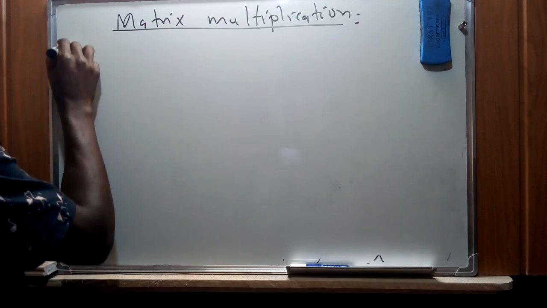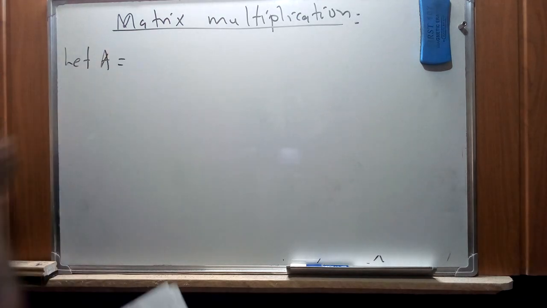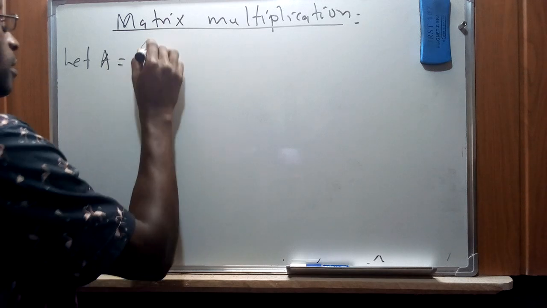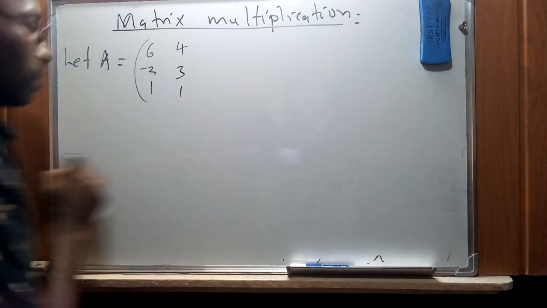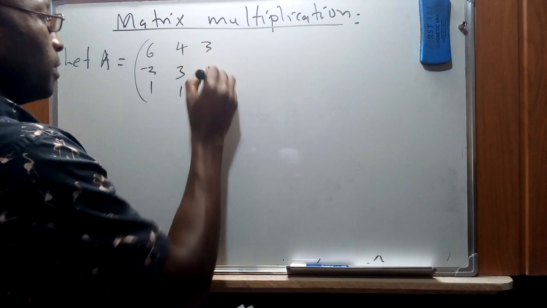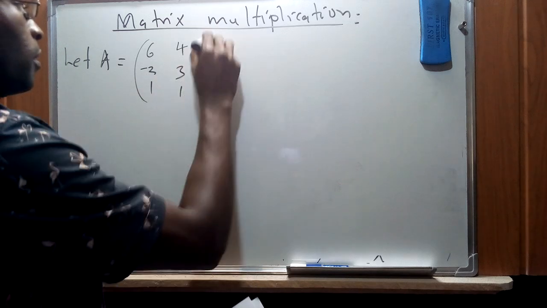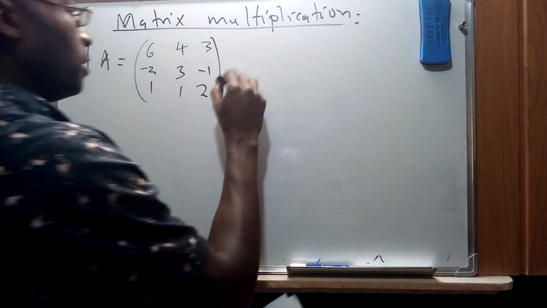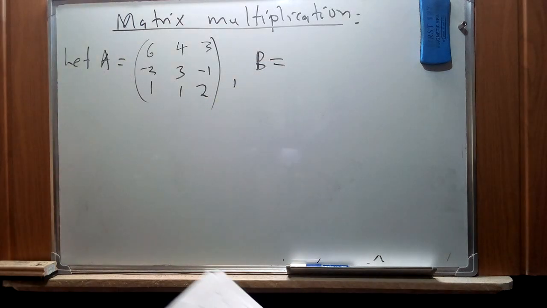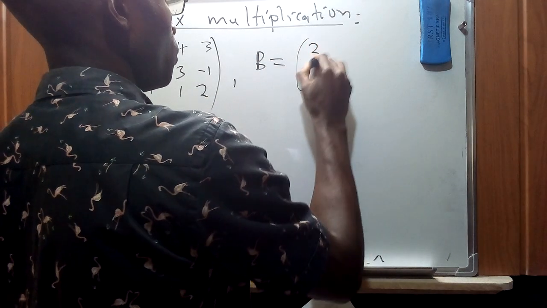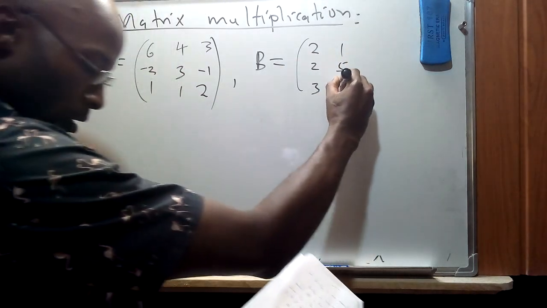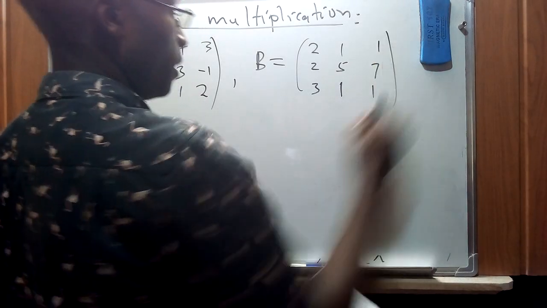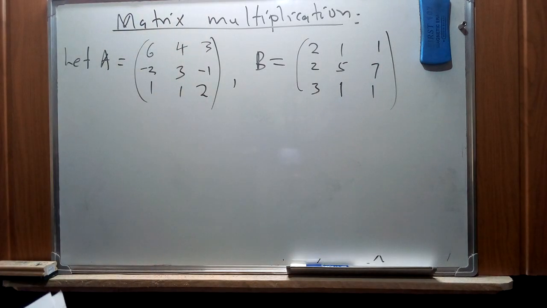So given that matrix A is [3, 6, -2; 1, 4, 3; 1, 3, -1, 2] and B is given as [2, 2, 3; 1, 5, 1; 1, 7, 1]. So those are specific examples for A and B.